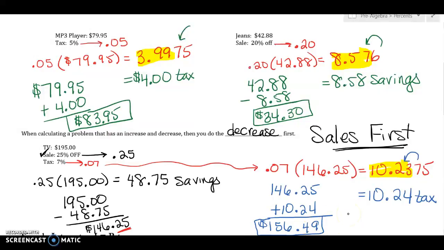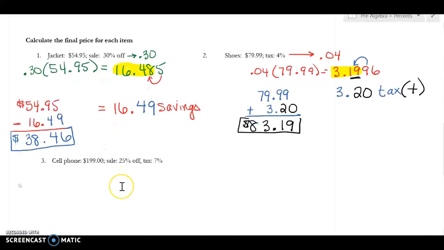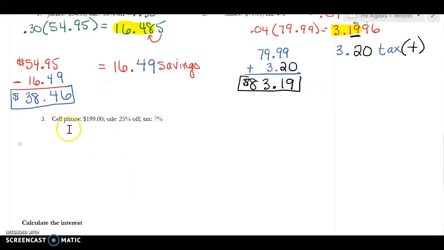So let's go try one for you to do. Remember that you need to do the sale first. So go ahead and try number 3. Right here, calculate the sale first and then tax. And when you think you have it, press play.